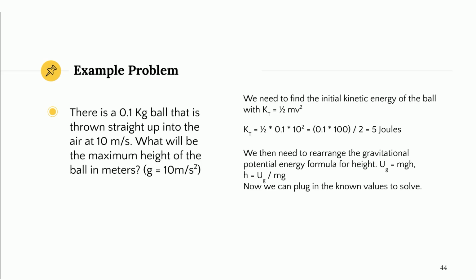So here we have the 5 joules from earlier, which will be all transferred to gravitational potential energy. And we can just divide it by the weight, which is going to be around 1 Newton, because it's going to be 0.1 times 10. And if we do the math there, we get 5 meters. So that is the total height.